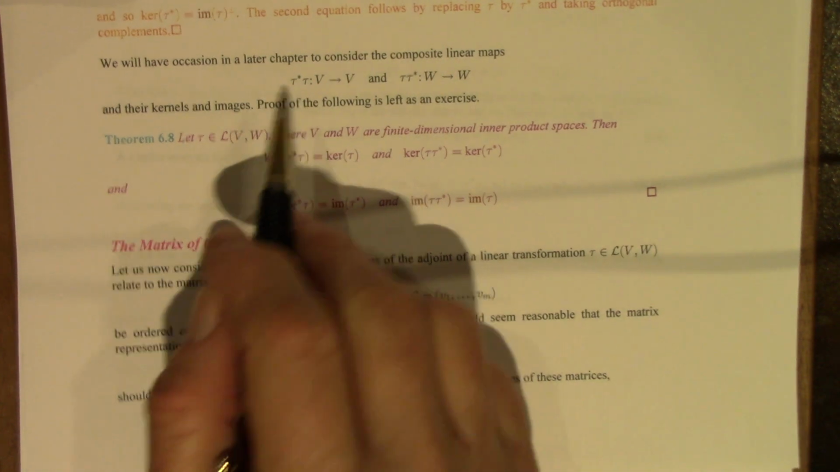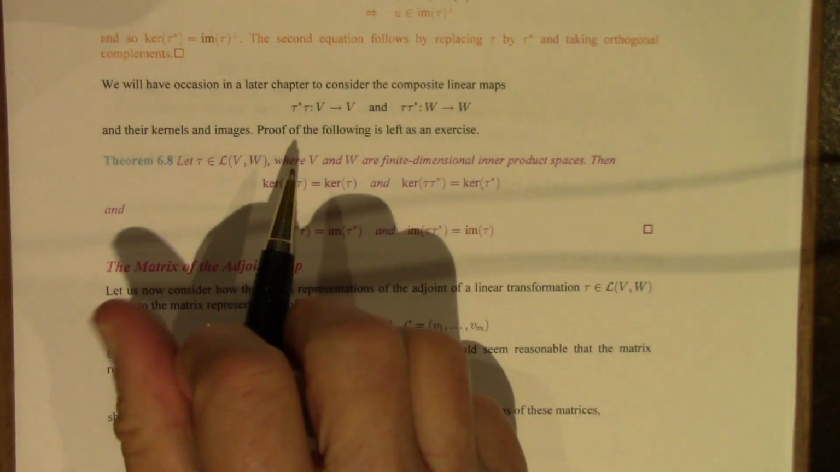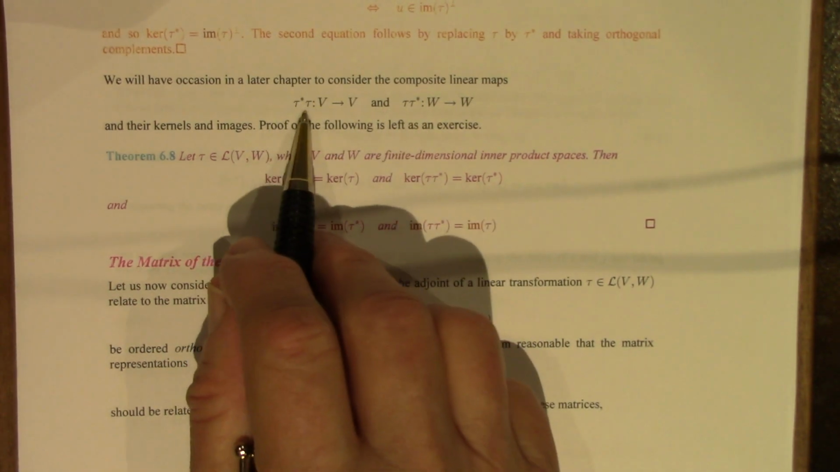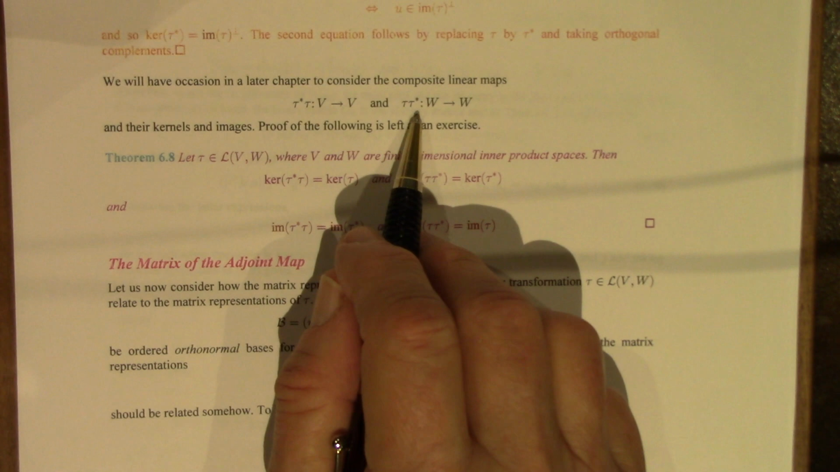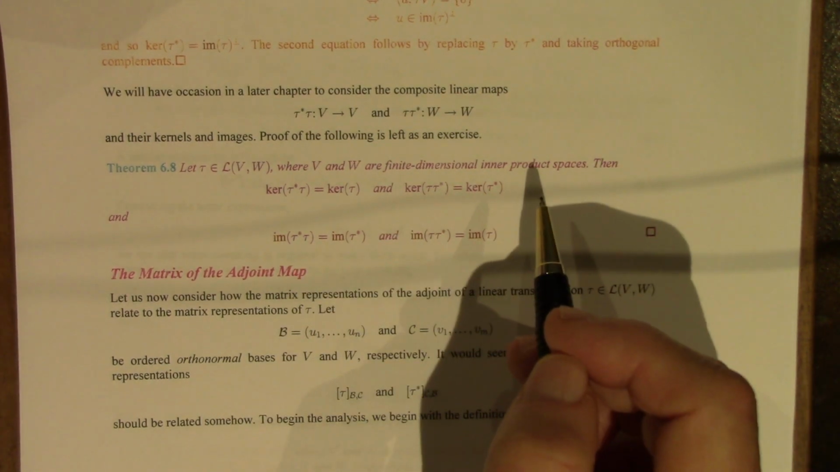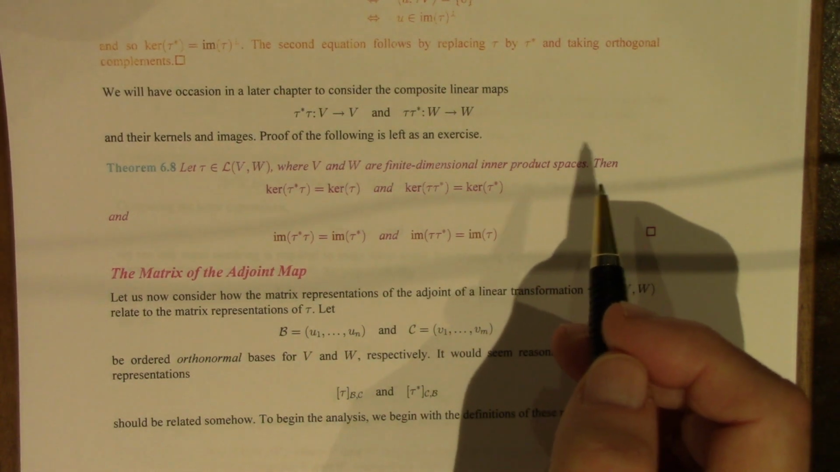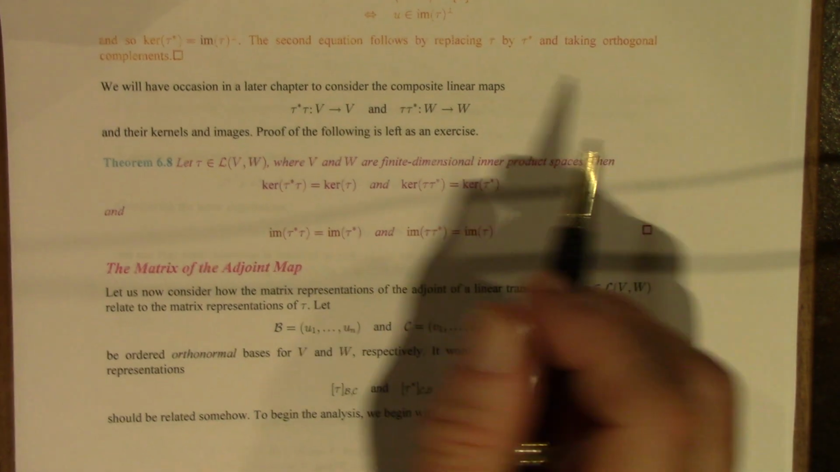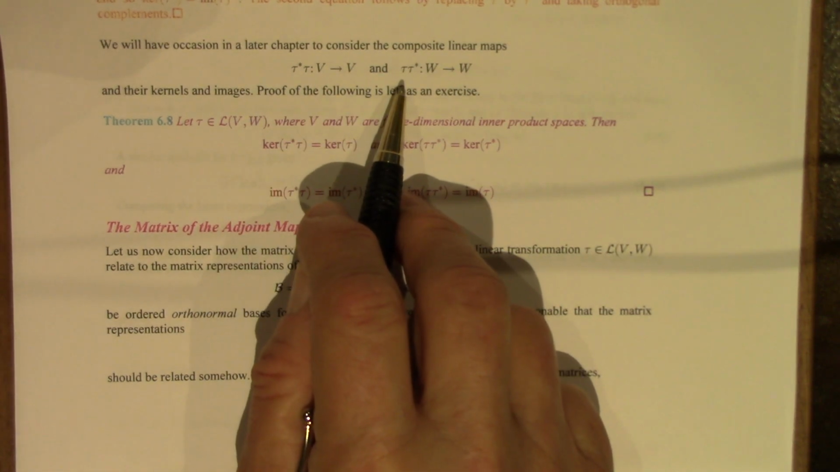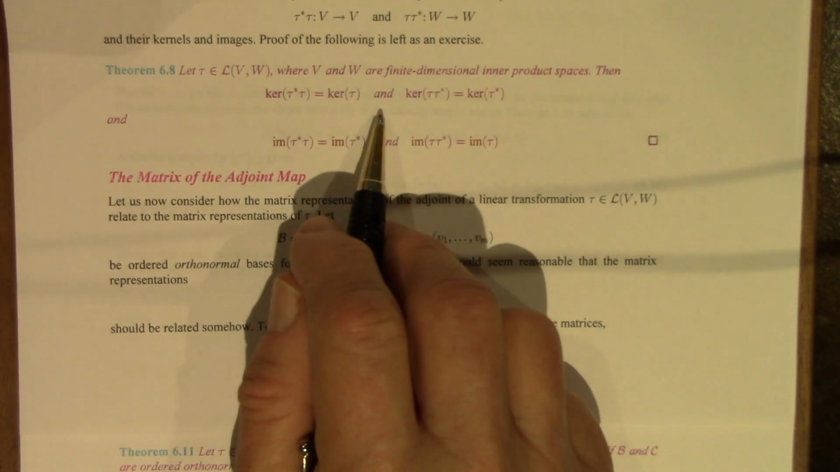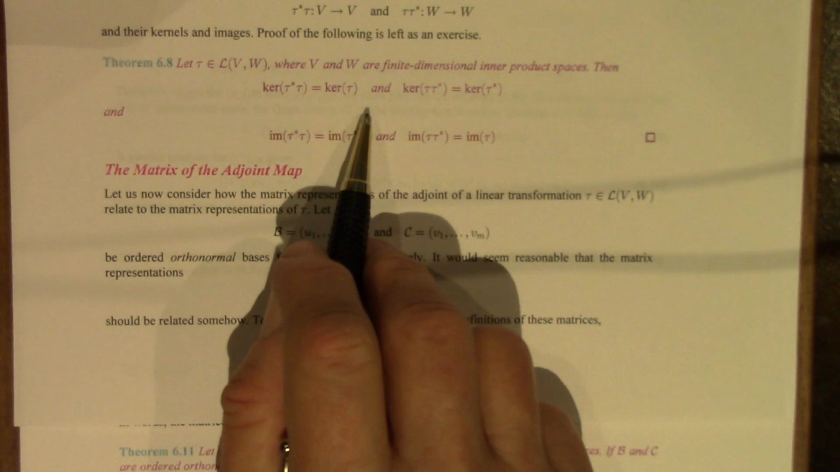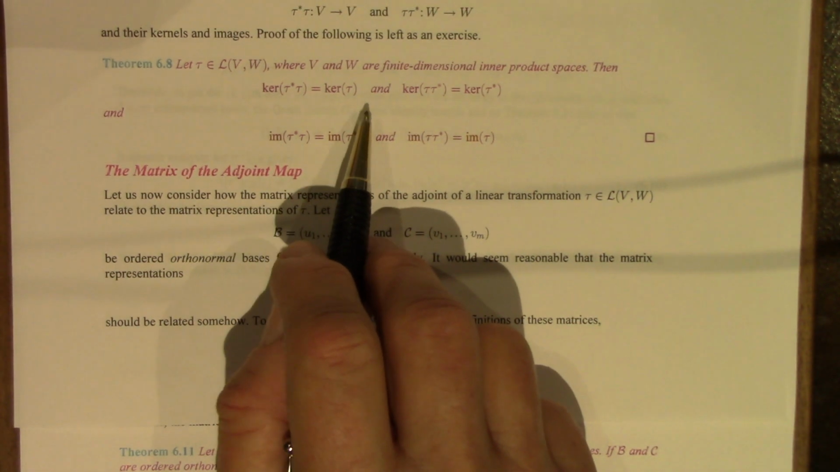We will have occasion in a later chapter to look at these compositions, tau star tau and tau tau star. You could think of these as round trips. Go over by tau, come back by tau star, or come over by tau star, come back by tau. And these compositions will come up for us. I gave you a theorem whose proof I left as an exercise for more practice.